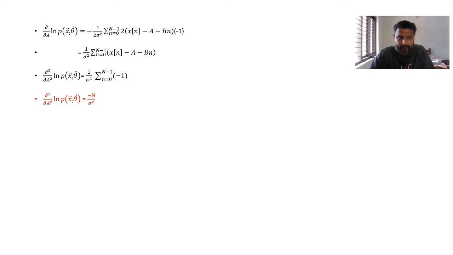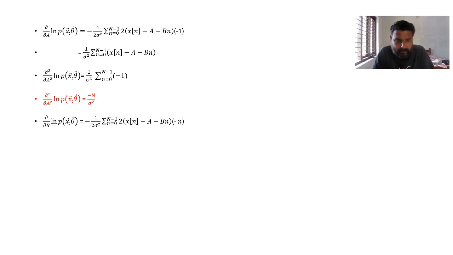We have to take ∂/∂a, now ∂/∂b, we have to take with respect to b. Anyway, the first term is 0, because there is no b term. The second term will be minus 1 by 2σ², sum over n equal to 0 to N minus 1, 2 times (x[n] minus a minus bn) into minus n, because we are differentiating with respect to b. Differentiation of minus bn is nothing but minus n.